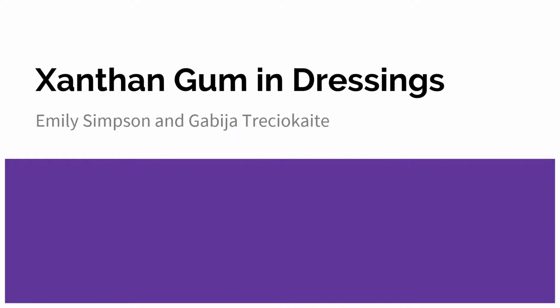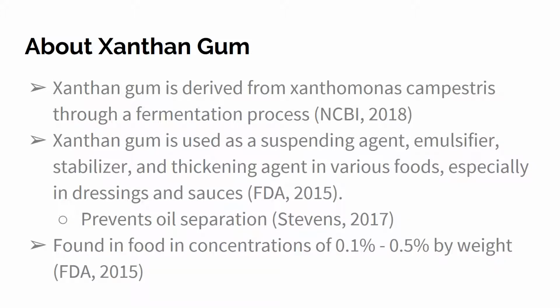We are presenting on the use of xanthan gum in a vinaigrette-style dressing. To give a little background on xanthan gum, it is derived from Xanthomonas campestris through a fermentation process. Xanthan gum is used as a suspending agent, emulsifier, stabilizer, and a thickening agent in various foods, especially in dressings and sauces, where it prevents oil separation.